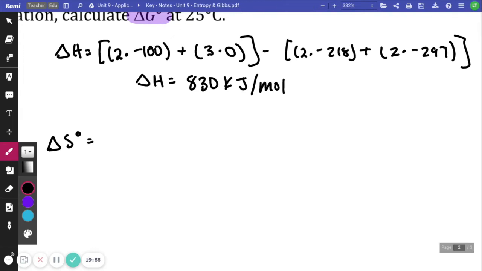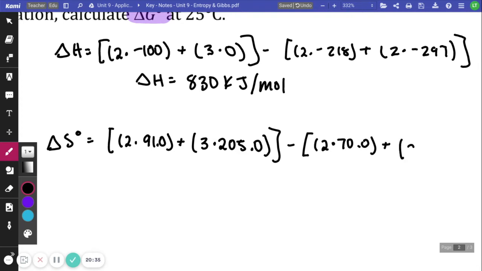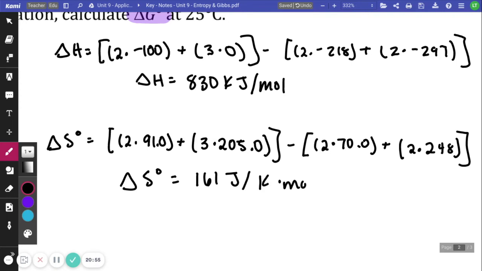So starting with my products, I have 2 times the entropy of my lead sulfide, which is going to be 91, plus the entropy of my oxygen. Even if it's an element by itself, it will have an entropy value, so they are not just 0. Minus the sum of the entropies of my reactants. It would be 2 times 70 plus 2 times 248. So go ahead and plug that in to your calculator. And when I do, I got 161 joules per Kelvin mole of reaction.